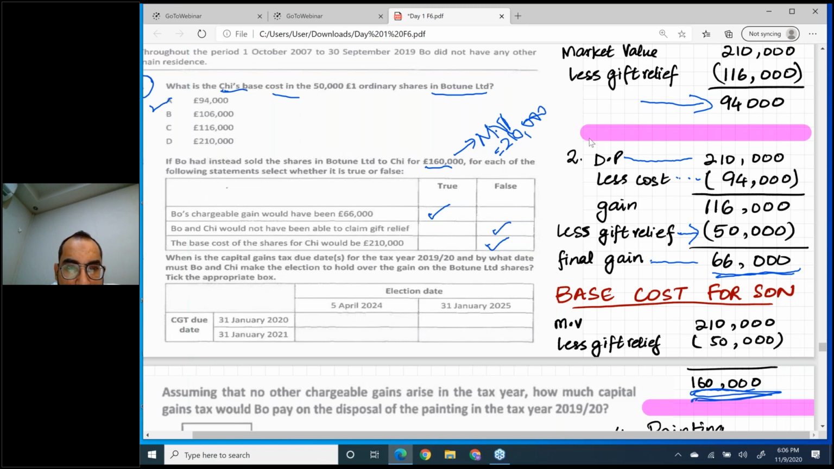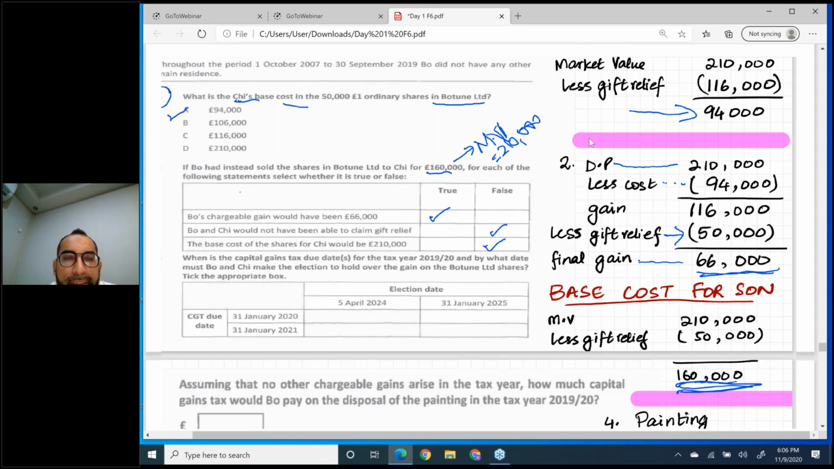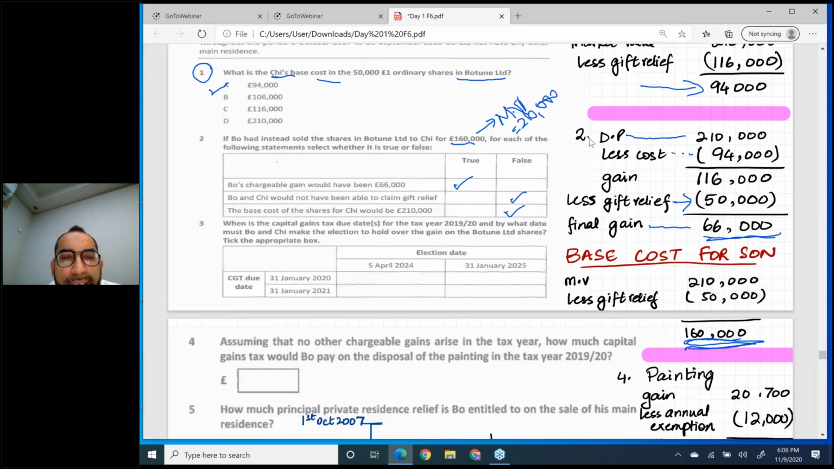Now next, it's about dates. Question number 3 is about dates, and it normally comes. I'll tell you easily. First of all, when is the capital gains tax due date for 19/20? I hope you have studied the self-assessment chapter in your F6 paper. CGT is always paid with the balancing payment.